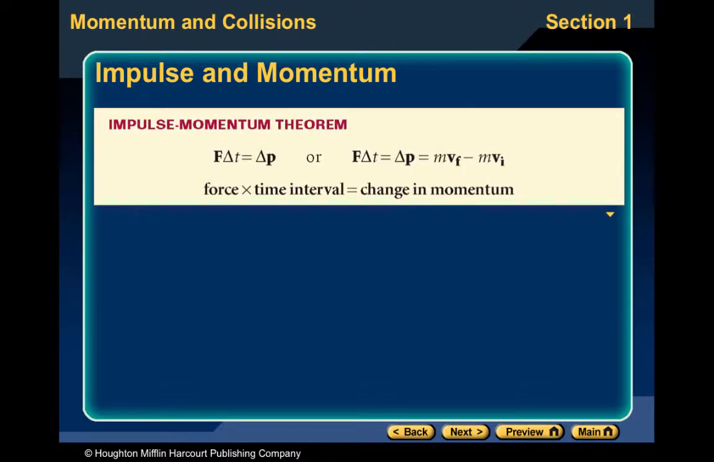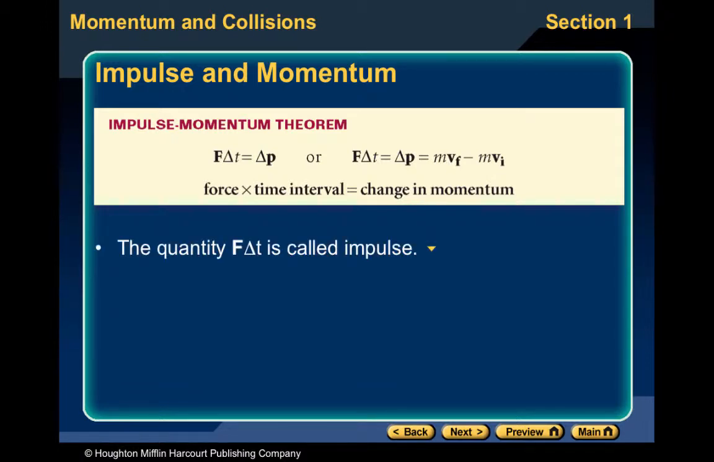Now if we want to look at impulse, impulse is really a type of measurement of momentum, because impulse is the force times your time interval, or change in momentum. So the change in momentum is also called impulse. So F delta T is equal to delta P, or delta rho. Here they have mass times final velocity minus mass times initial velocity, because momentum is mass times velocity. If we have a change in momentum, we have final minus initial.